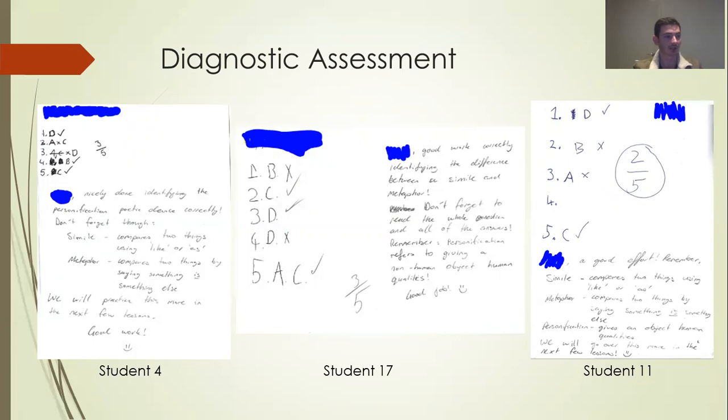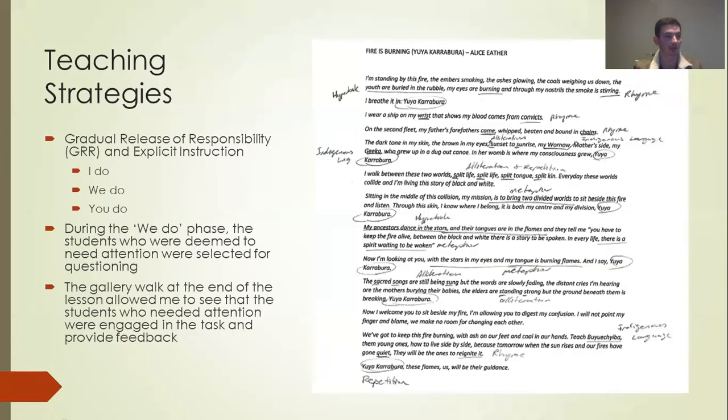The first teaching strategy I used was that of gradual release of responsibility and explicit instruction, which was essentially I do, we do, you do. On the right here, you can see an annotated copy of a poem that was done as part of the we do phase in one of our lessons, where I worked with students to complete the annotations. After this, students were required to annotate their own chosen poems as part of the you do phase. And at the end of the lesson, we did a gallery walk again, which allowed me to see that the students who needed attention were engaged in the task and provide feedback as necessary.